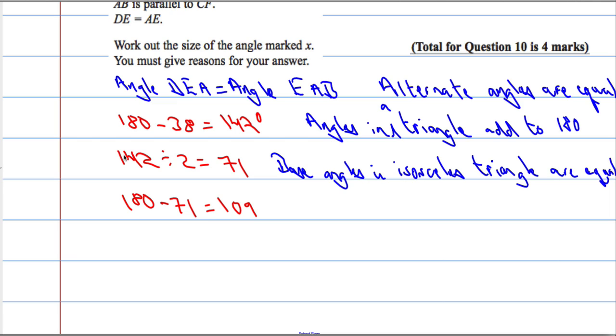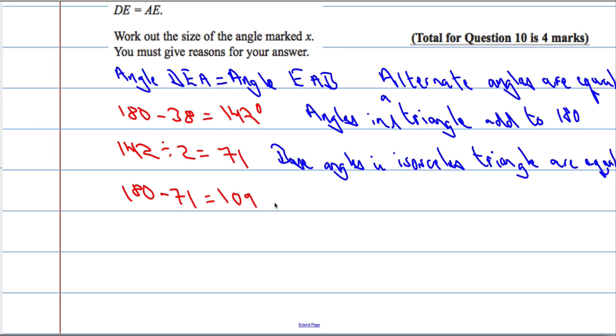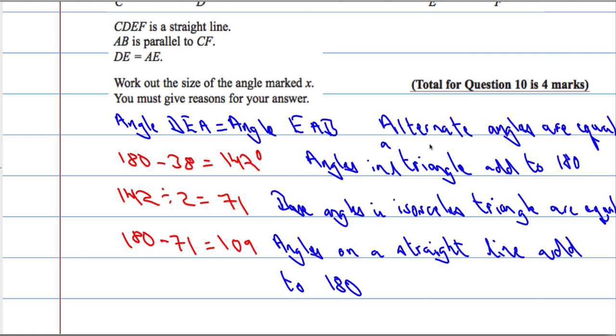And then finally 180 take away 71 was here because angles on a straight line add to 180. Now, you won't have to give all of these reasons, but do give as many as possible and make sure that you give the reasons for your answer, otherwise you cannot get full marks.